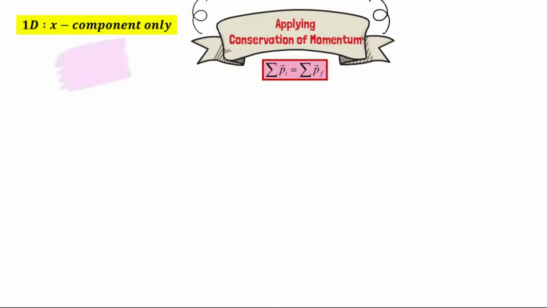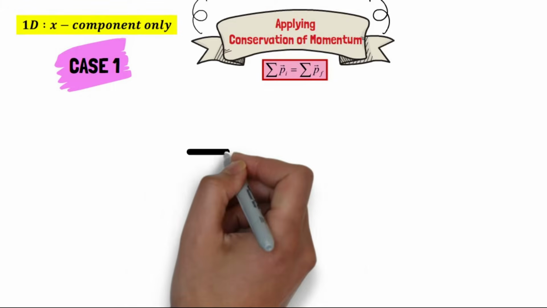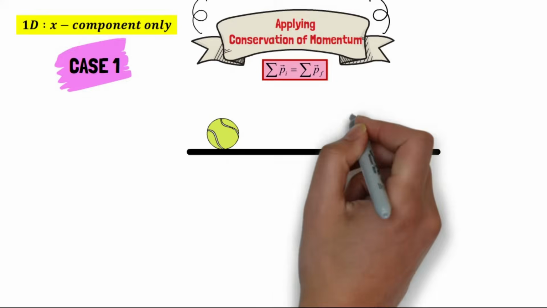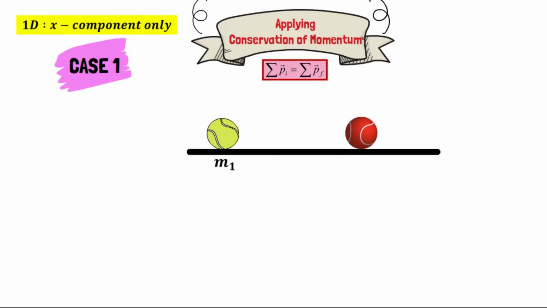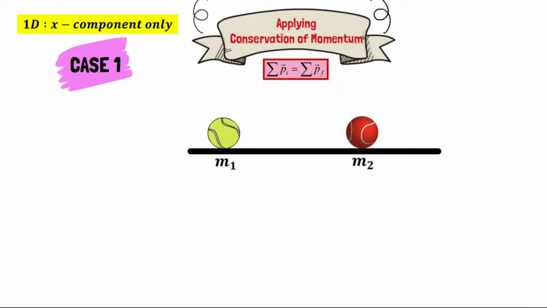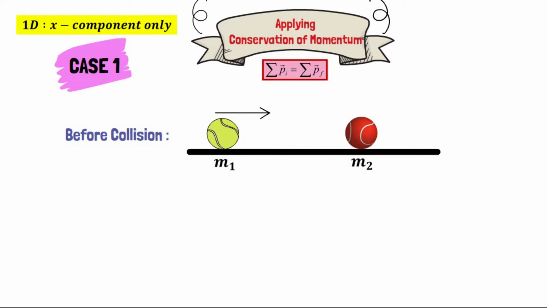Alright, so let's discuss the first case yang melibatkan one dimension collision. So here we have mass 1 and mass 2. So before collision, mass 1 will move to the right. So the initial velocity u1 must be positive value. And mass 2 initially before collision, it moving to the left. So dalam calculation, u2 equal to negative value.